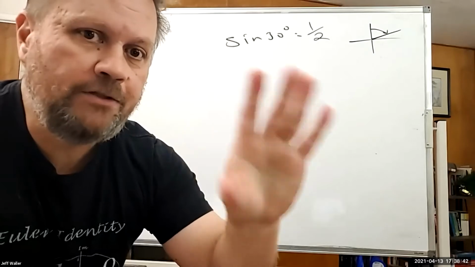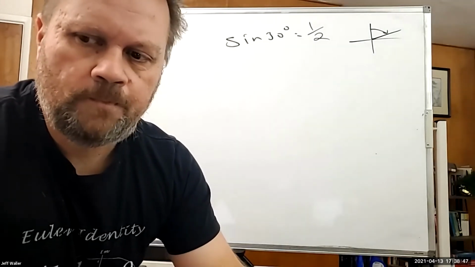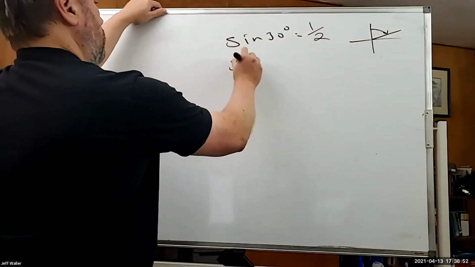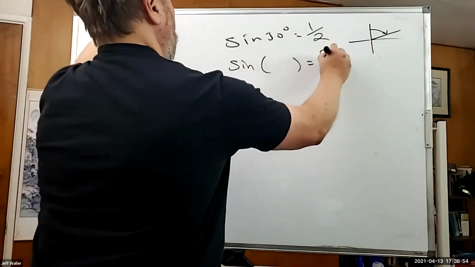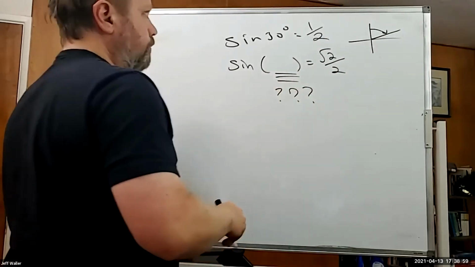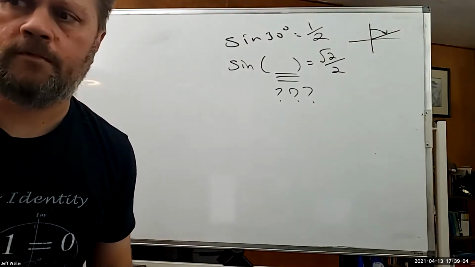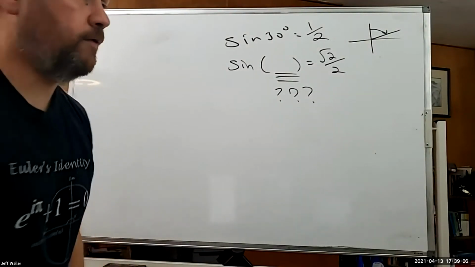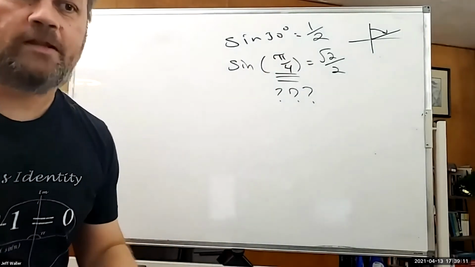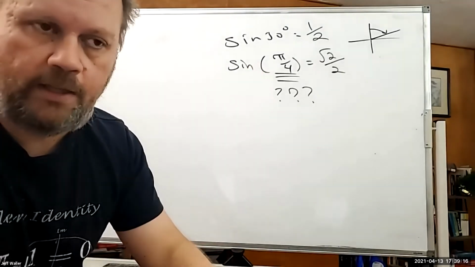Because where is it rad 2 over 2? Where's the sine rad 2 over 2? What angle? 45 degrees. I like it. Or pi over 4, right? You can do that too. So 45 degrees or pi over 4 in radians.